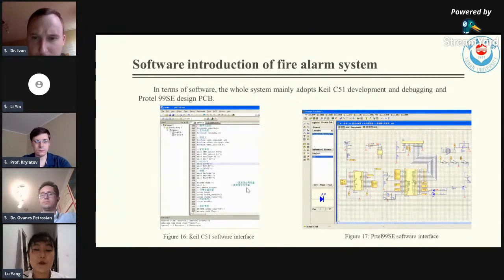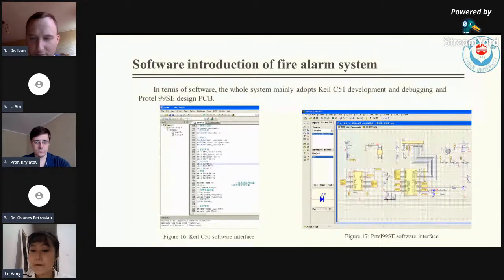We use two software. One is Keil C51 and the other is Protel 99SE. As shown in Figure 16, it is a working interface of Keil C51, and the code shown in the figure is a function program for the smoke alarm module. Figure 17 shows a PCB of this system.